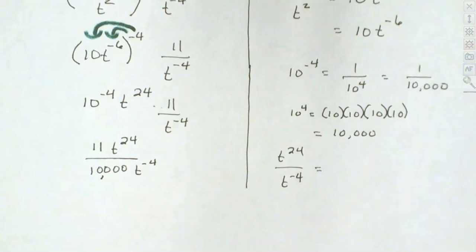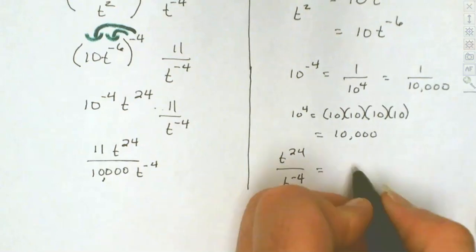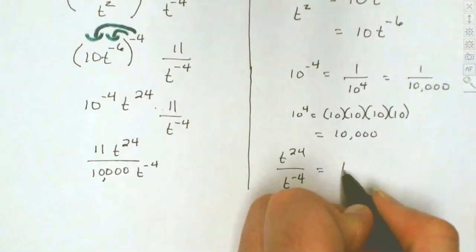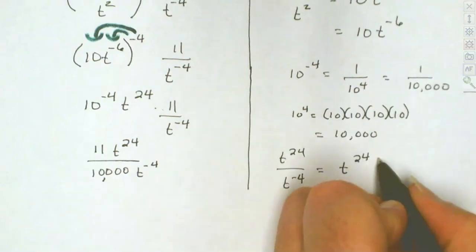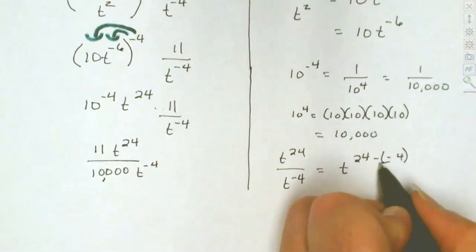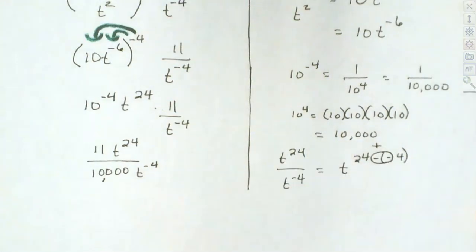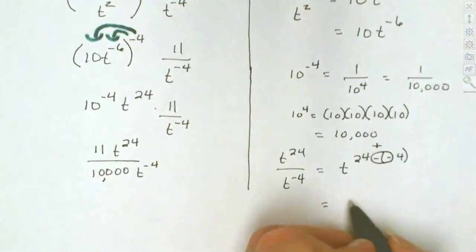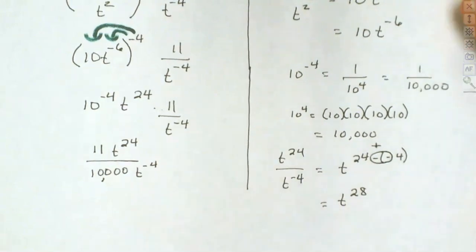And so what's going to happen with those? Well, we've got this division here. And when we divide, the exponents subtract. And watch out for the double negative. So we've got t to the 24th power minus a negative 4. The double negative here, what happens with it? It becomes positive. So that comes out to be t, adding them together, to the 28th power.